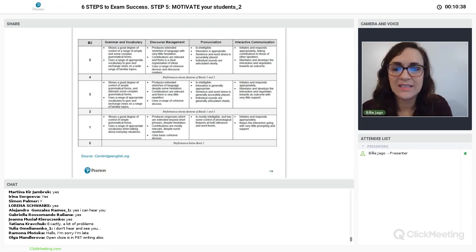So just before we look at the next activity, what are some of the ways that we can get students to speak more in class? So if you could write some of your ideas in the chat box, I'll give you a minute.